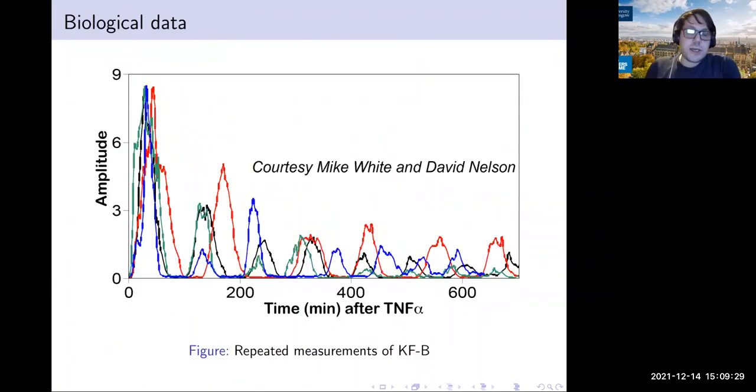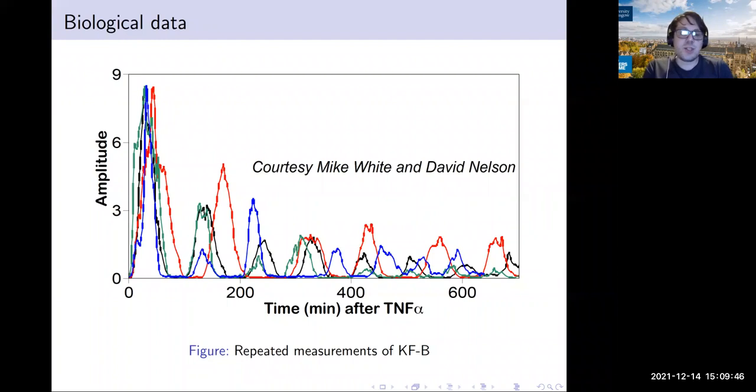The biologists are actually able to collect data on this. So this is some single cell data that our collaborators at the University of Manchester provided us with. And these are multiple cells treated with exactly the same experimental conditions. And what we can see here is that there's quite a lot of stochasticity in the system.